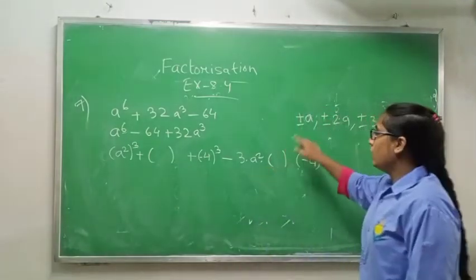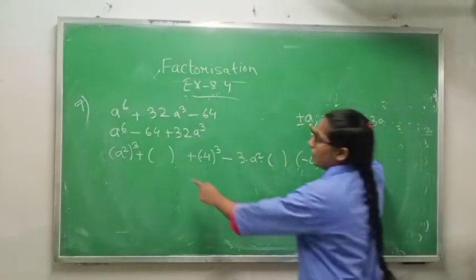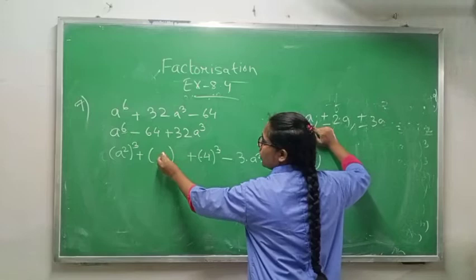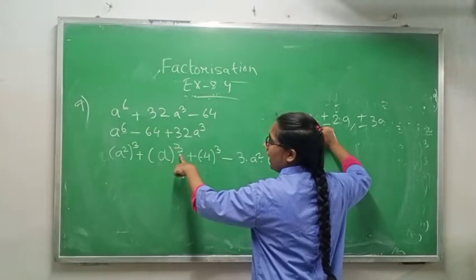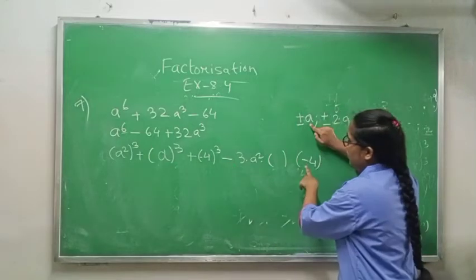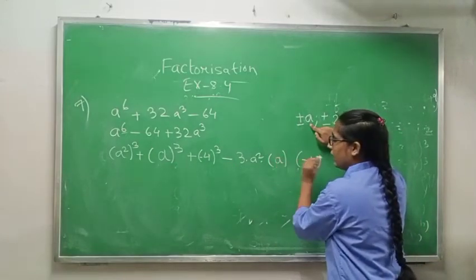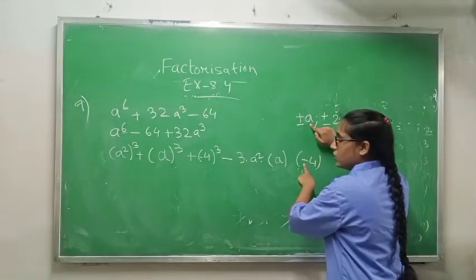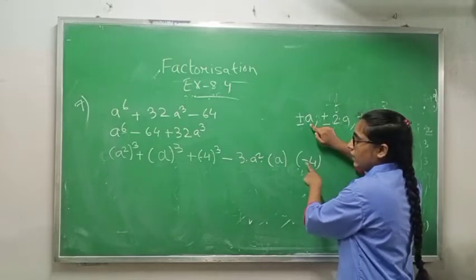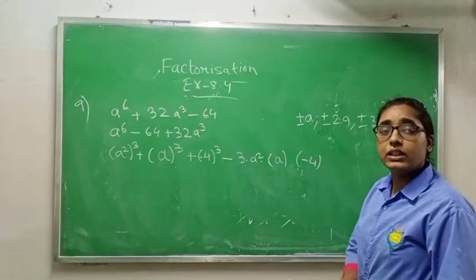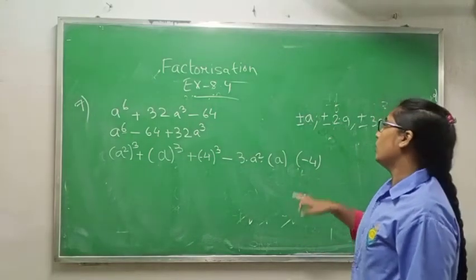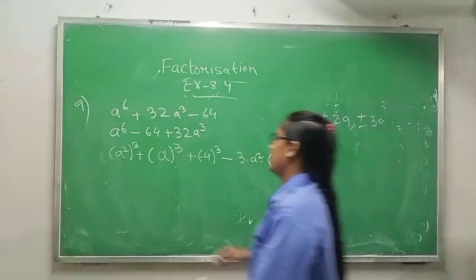If you put plus a, suppose I am putting plus a here, it will come a cube, because plus a means a only, and a cube, minus minus plus. Here also I am putting a, minus minus plus, 3 4s are 12. 12a cube plus a cube, you are getting 13a cube. But we need 32a cube.